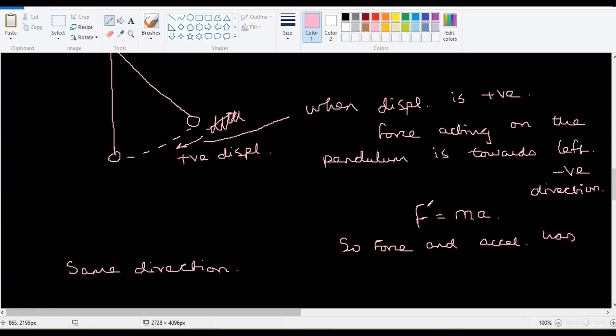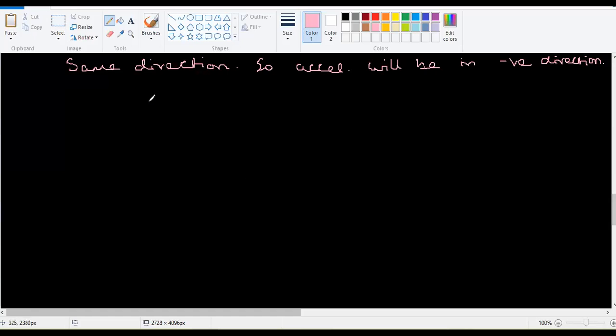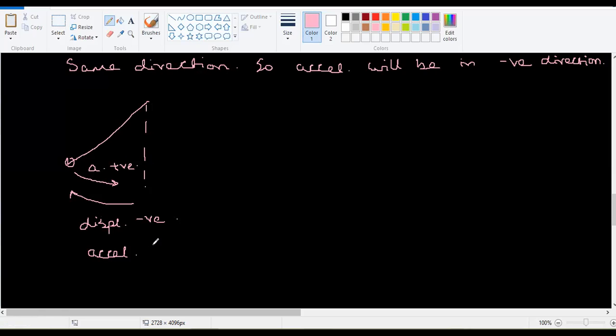Okay. So what this means is acceleration will be in negative direction. Similarly, when I pull the pendulum this side, the displacement is negative. Whereas the moment I leave it, it's going to come back like this. So acceleration is towards positive direction. So this is what this represents.